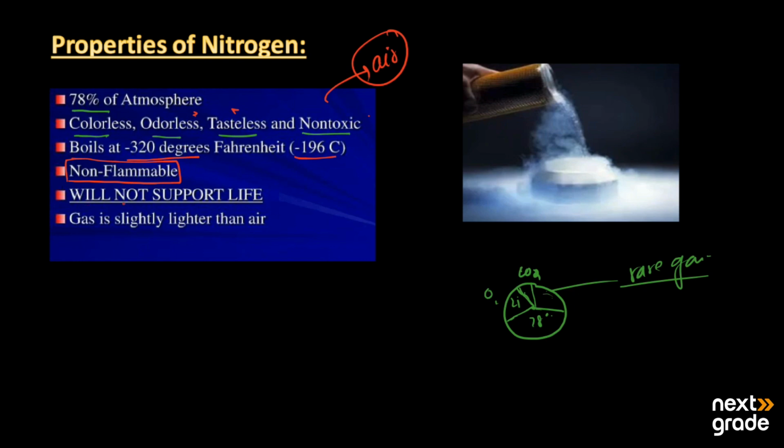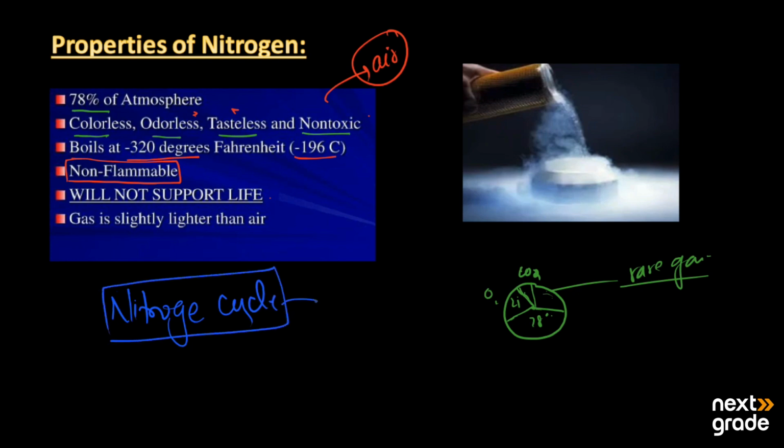The last one is that it will not support life because it is not used for the process of respiration. It just works in one cycle, which is called the nitrogen cycle, that maintains the nutrients in the earth's surface or in the soil. It is a gas and slightly lighter than air. Here you can see liquid nitrogen. It is colorless, odorless, and tasteless. So these were the simple properties of nitrogen.